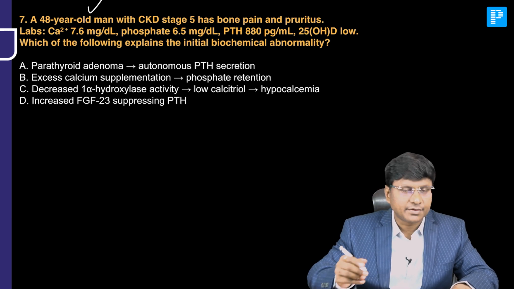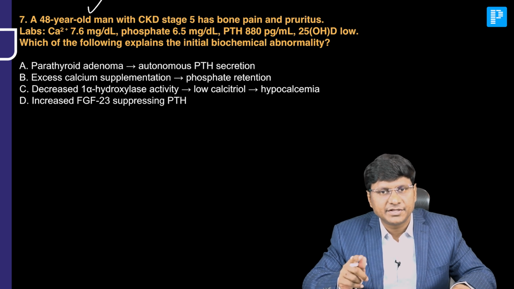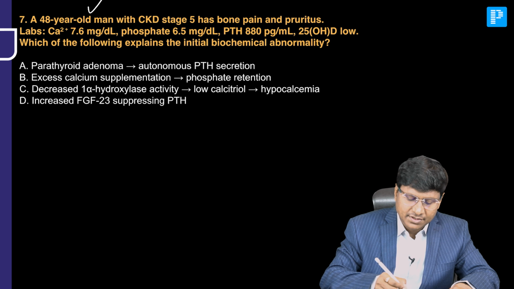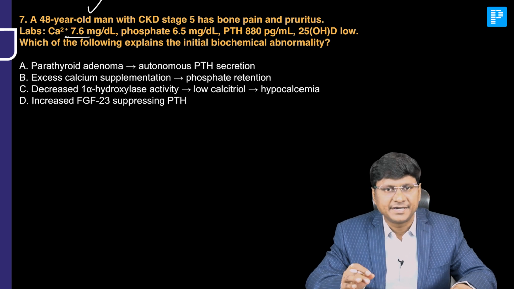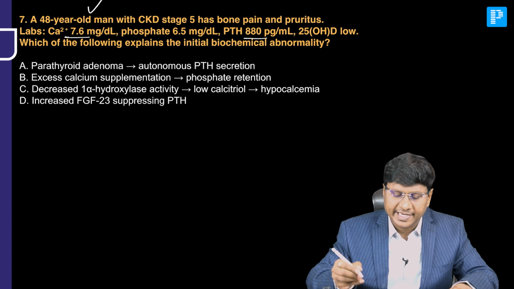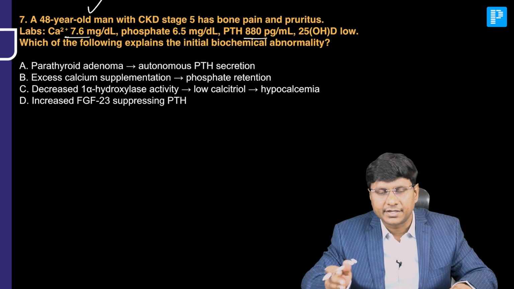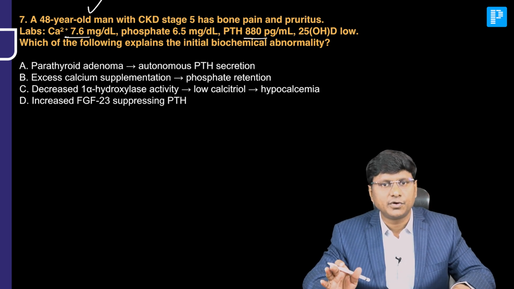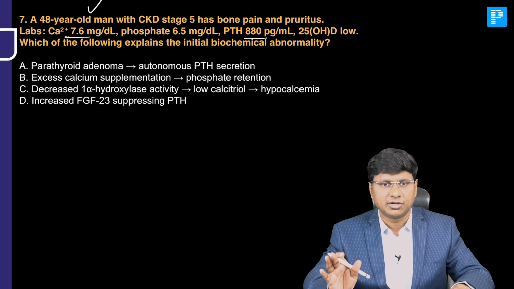Next question, if you see, we have a 48-year-old man with chronic kidney disease stage 5 with bone pain and pruritus. So if you take the labs, the calcium is 7.6 milligrams per deciliter and phosphate is 6.5 milligrams per deciliter. And parathormone is 880 picograms per ml, which is elevated, and vitamin D levels are low. Which of the following explains the initial biochemical abnormality?